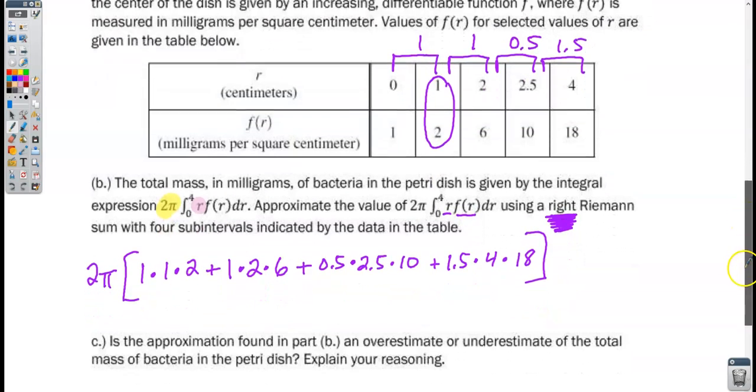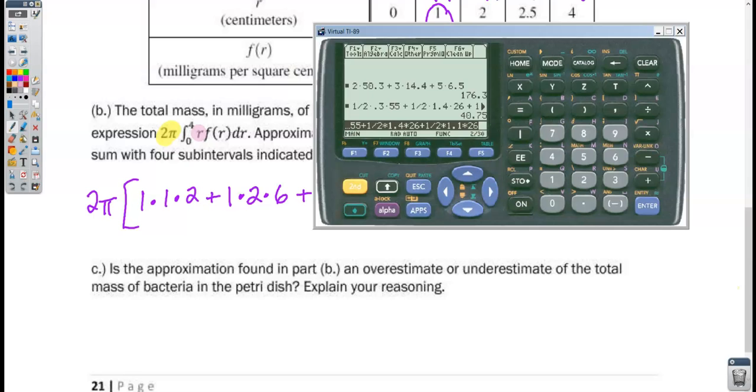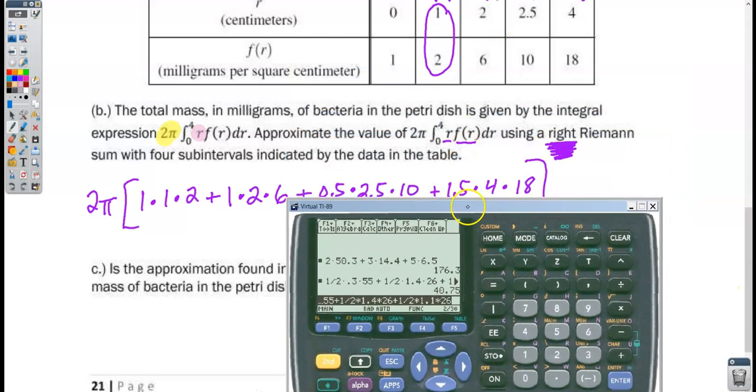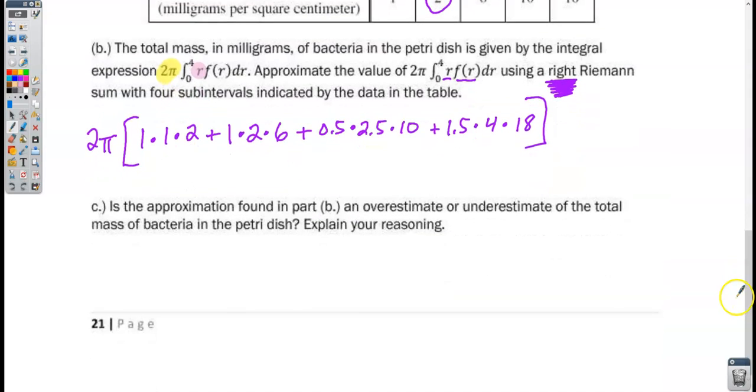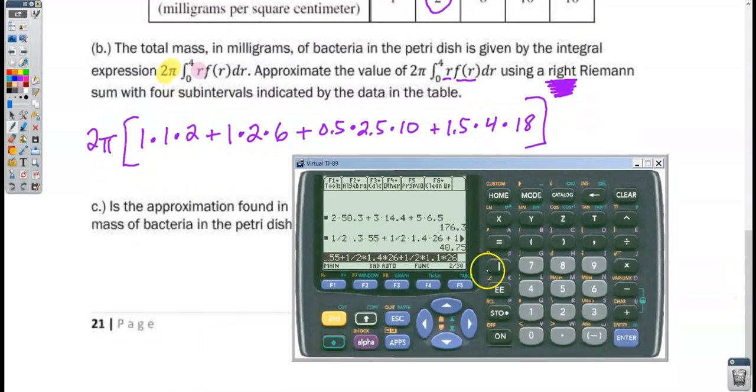And so I'm going to go ahead and calculate everything that's in here. I have my calculator set to auto mode, so I'm hoping that it's going to give me the answer in terms of pi. But we'll see. I've got 2 pi. Certainly a decimal is acceptable. This is a calculator question. 1 times 1 times 2 plus 1 times 2 times 6 plus 0.5 times 2.5 times 10 plus 1.5 times 4 times 18. Ooh, and I got a decimal. 845.088.